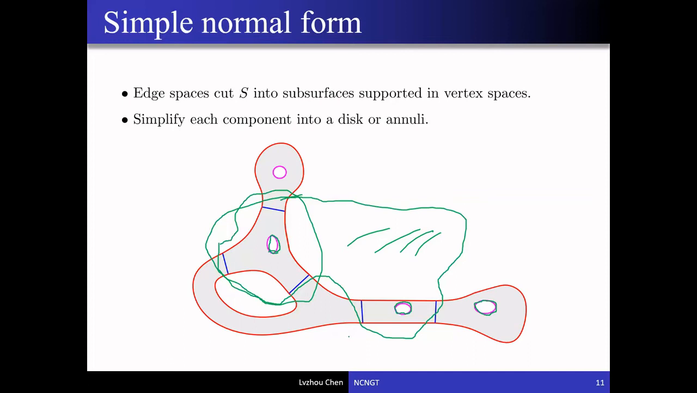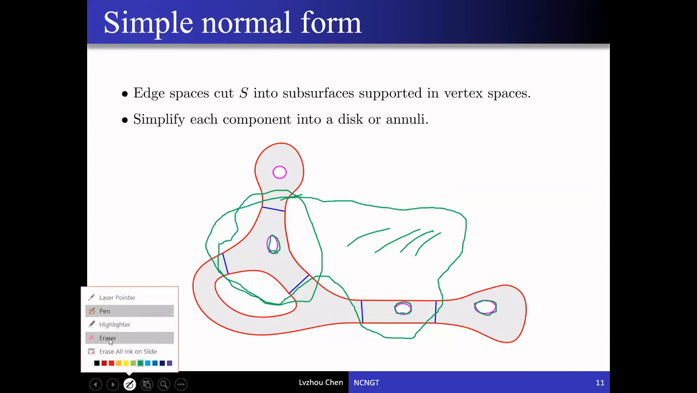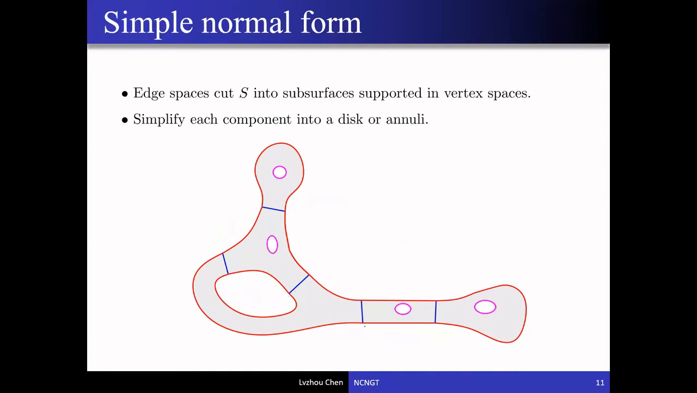So formally, we say such a surface is in simple normal form if each component, or each small piece, is either a disk or an annulus. And moreover, each piece has exactly one polygonal boundary. When it is an annulus, there is another boundary component, which is a loop supported in the corresponding vertex space.